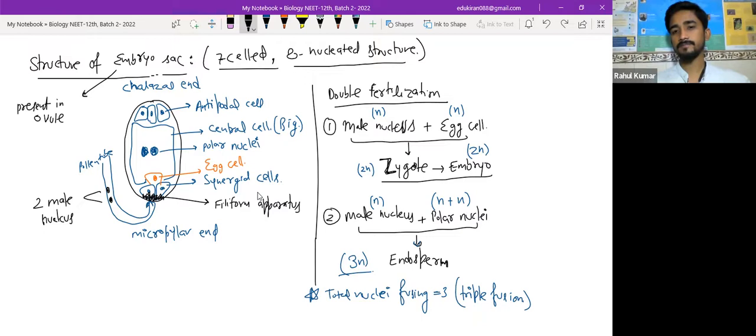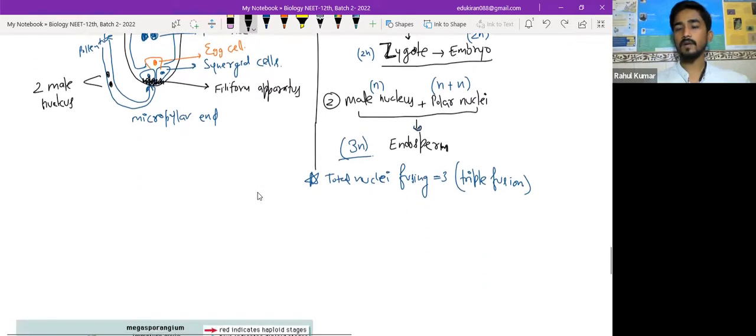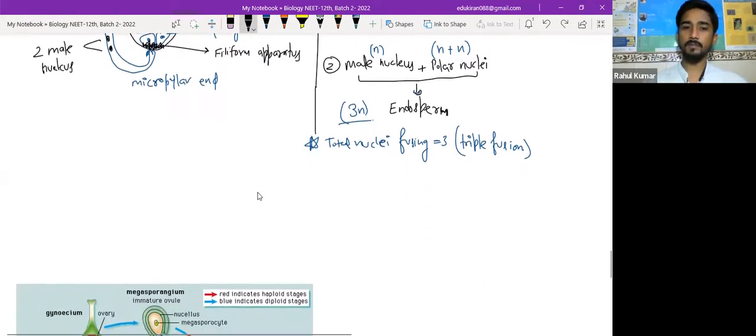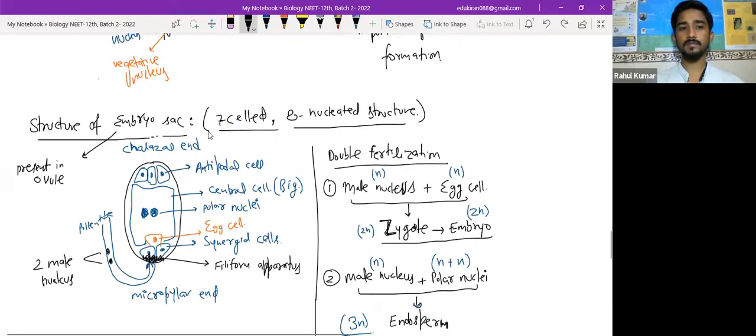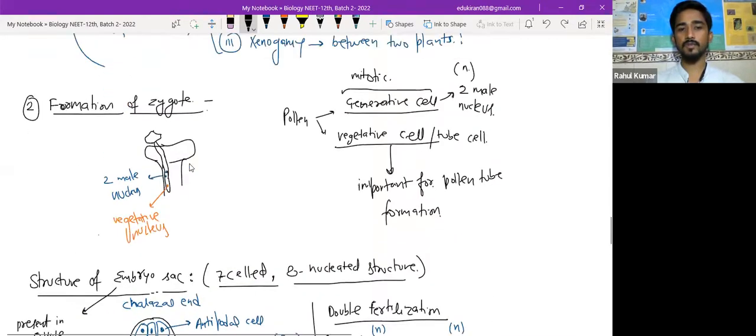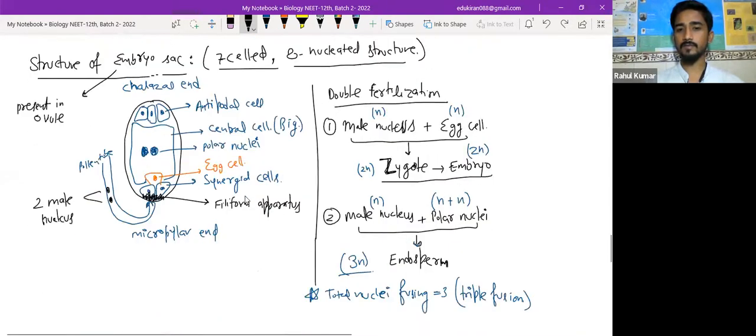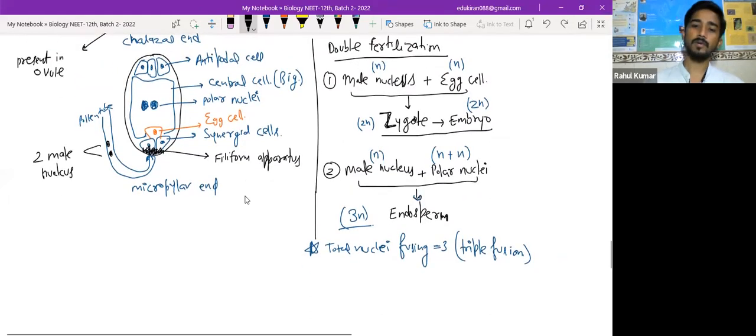Okay, now let's talk about endosperm before we go to the zygote, because formation of the zygote is the third stage. Before we go to the embryo, you realized we are doing the second stage only. Okay, endosperm. Now this endosperm that we studied, what is this? So write down.